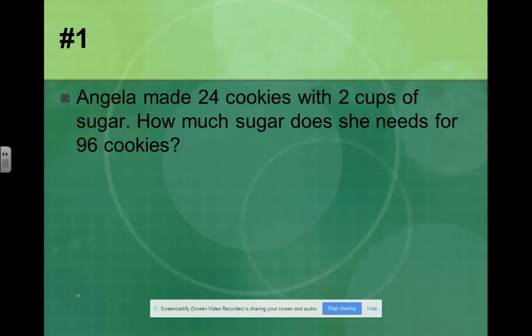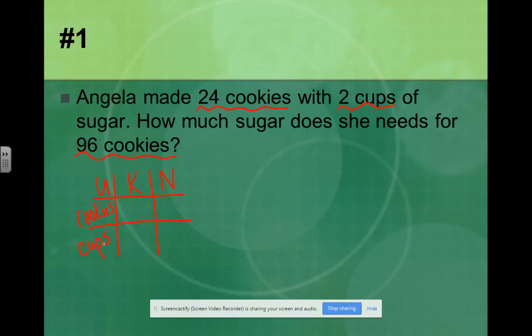Our first problem says Angela made 24 cookies with 2 cups of sugar. How much sugar does she need for 96 cookies? So in this problem, when we set up our UKN, we're going to start with our units. This is the 2 things that we're comparing. We are comparing in this problem cookies and cups of sugar.